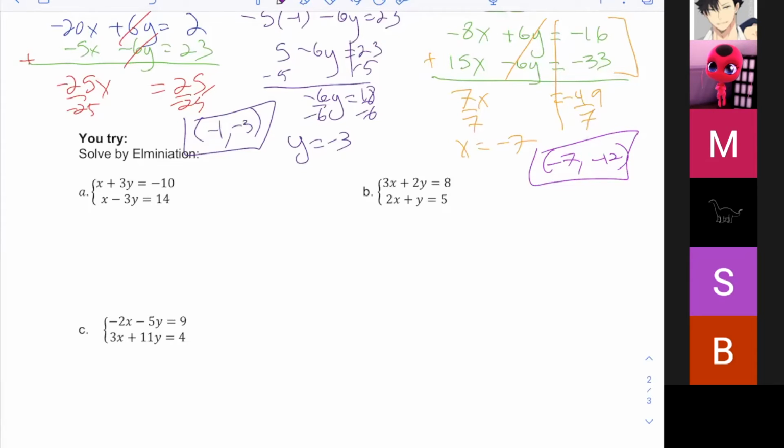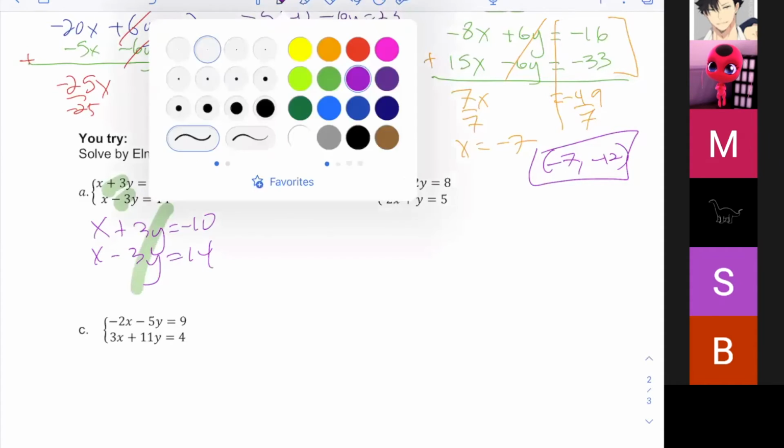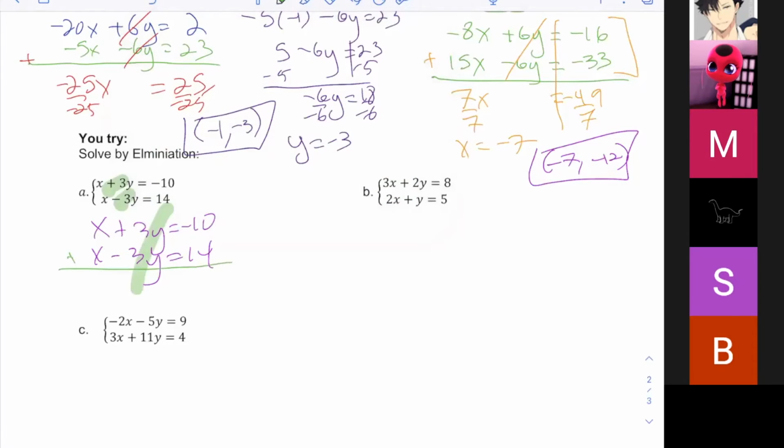Okay, looking good. So in the house, so far, most people have gotten A down and on the verge of B, so I'll start writing those down. So for A, I already have my opposites, 3y and negative 3y. So x plus 3y equals negative 10, x minus 3y equals 14. These are eliminated. And now I add them together. 2x equals 4. Divide by 2, x equals 2.